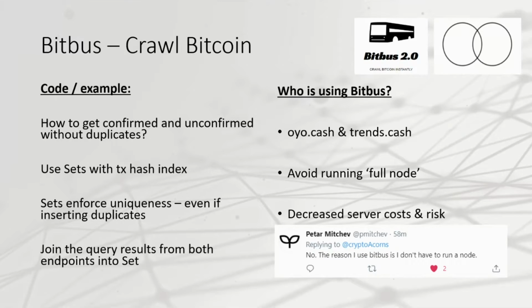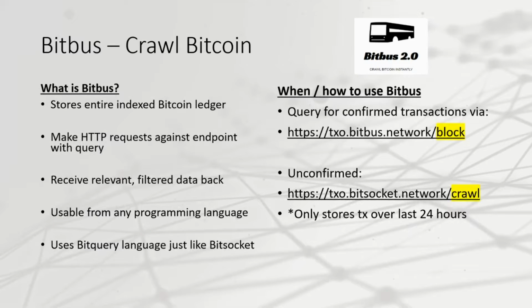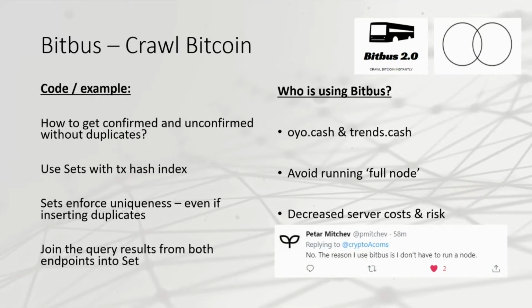So one thing I've seen frequently brought up is how do you get unconfirmed and confirmed without duplicates? So a construct in programming is a set. So sets enforce uniqueness even if you insert duplicates. So this is one way you could deal with the problem: if the TX hash is your index, which we know is unique, then if you're making queries against both endpoints that I talk about here, and you put those into a set maybe before you commit them to the DB, there's your uniqueness, and you just eliminated all duplicates. So I mentioned that here. You join the query, and then you can solve that problem without doing too much crazy coding.